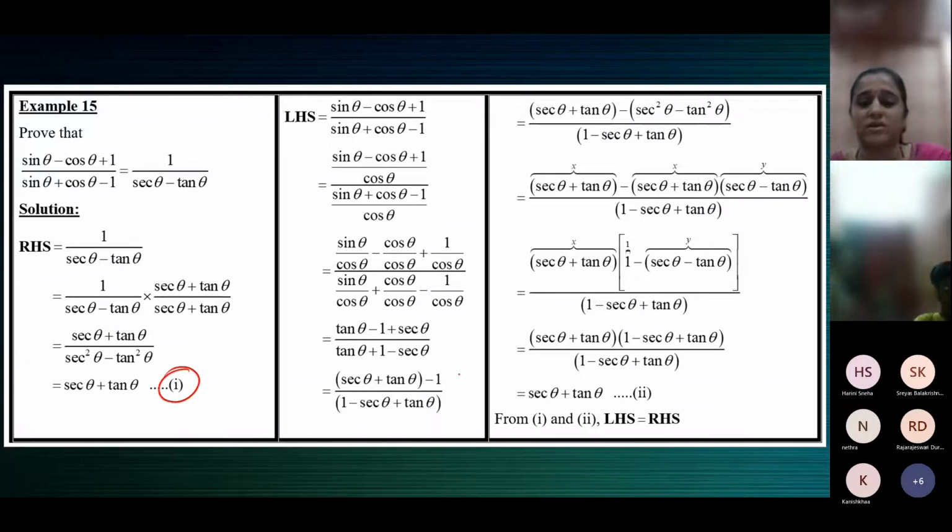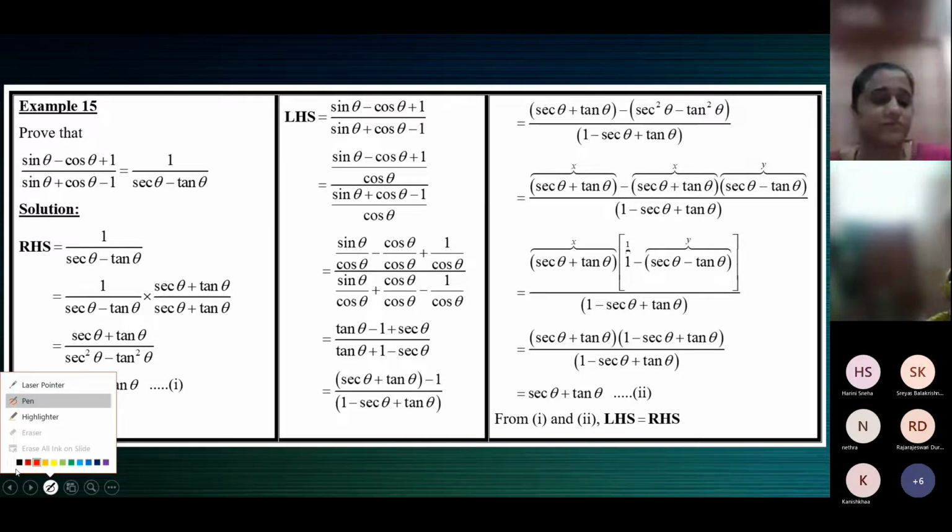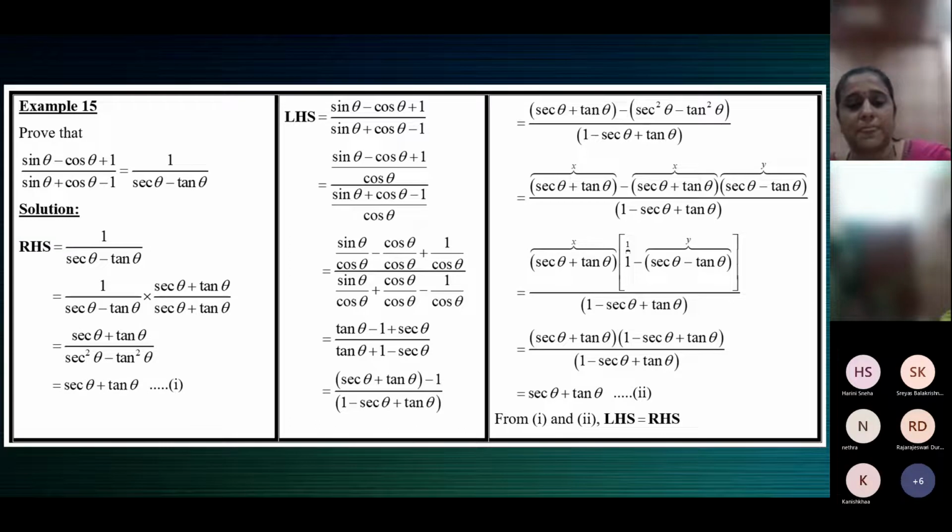So I've called this 1, I've called this 2. From 1 and 2, you can see when we simplify the RHS, we get secant theta plus tan theta. When we simplify the LHS, we get the same thing, secant theta plus tan theta. 1 is equal to 2. LHS is equal to RHS. Very easy, children. Very, very easy. Please write down. You can work the LHS and then you can work the RHS.